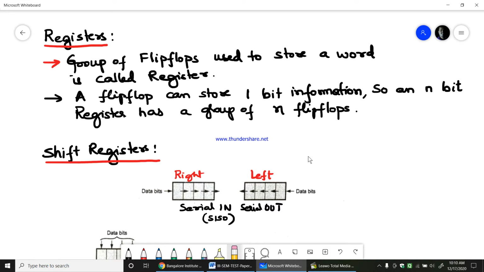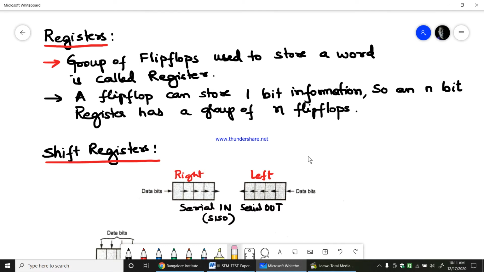Registers are used in digital system design. Normally registers are knowledge you need, which is very important because we also use registers in processors and all to store information. Now what are registers? We all know about flip-flops, right? A flip-flop stores 1-bit information. A group of flip-flops grouped together forms a register, which can store more than 1-bit information.